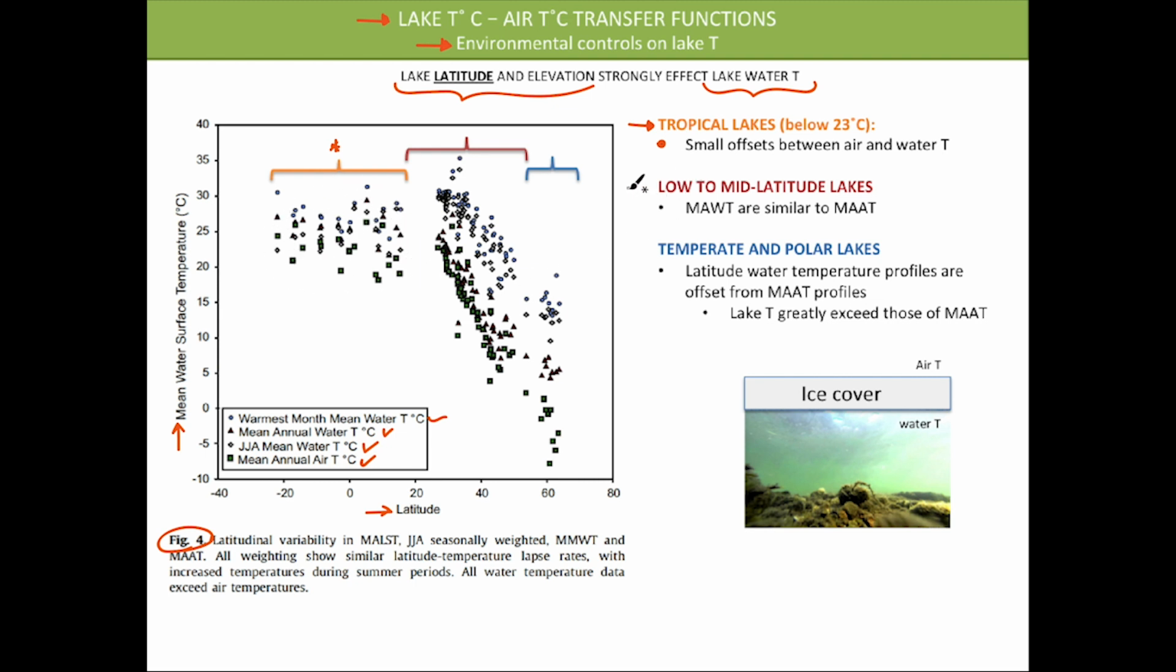Now, for low to mid-latitude lakes, mean annual surface water temperatures are similar to mean annual air temperatures. And finally, for temperate and polar lakes, there are clear latitude water temperature profiles that are offset from mean annual air temperature profiles. In these high latitudes, lake temperature greatly exceeds those of mean annual air temperature due to the insulating effect of ice cover.